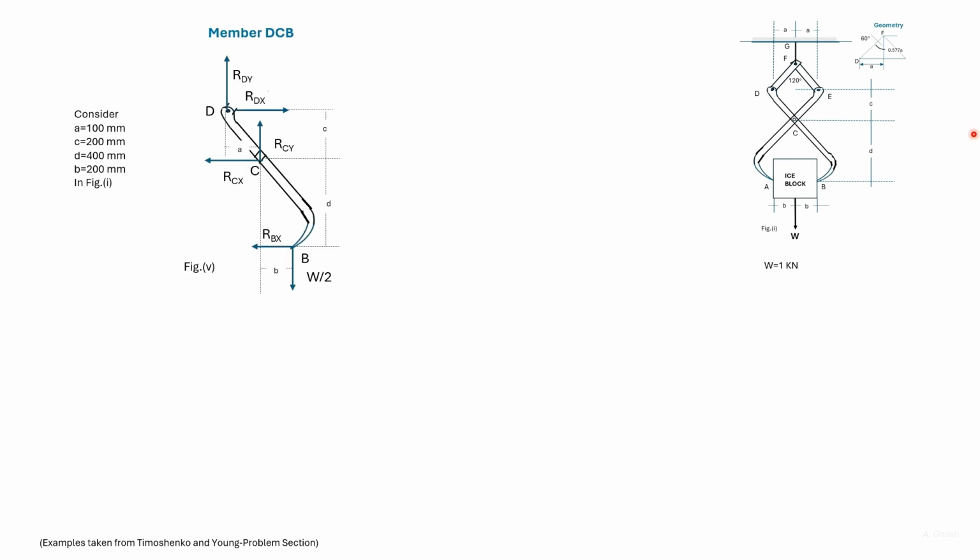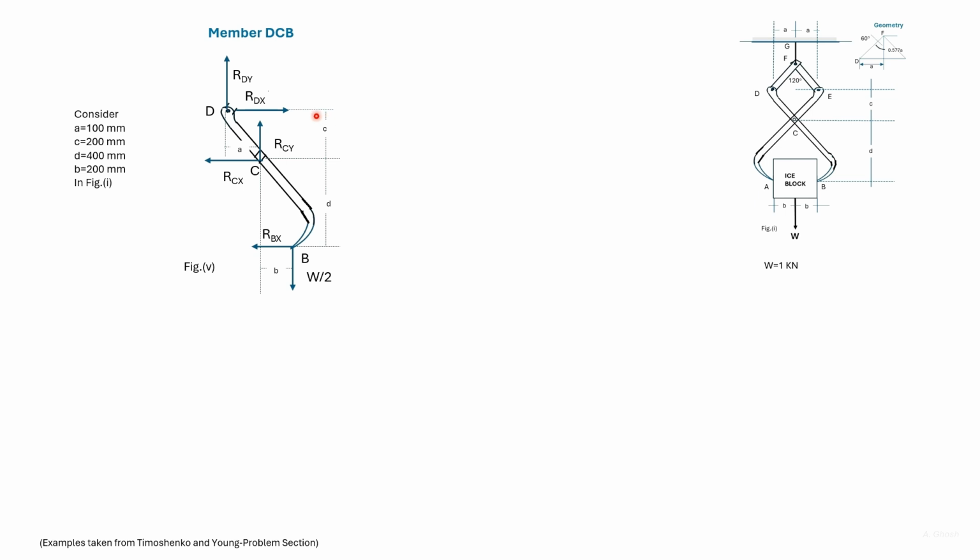Here we consider the equilibrium of DCB only. We do not need to find out the equilibrium of ECA due to symmetry. In DCB, we assign the direction of RCY and RCX acting at C, and also the direction of RBX acting at B. The values of AC, B, and B, which are the dimensions, are given here.